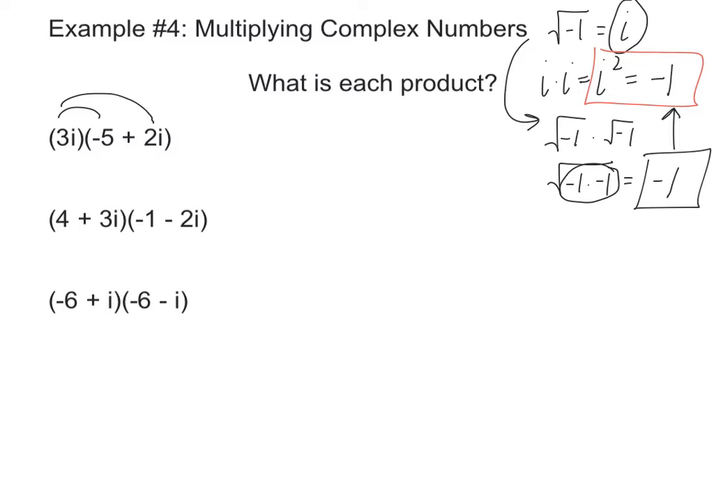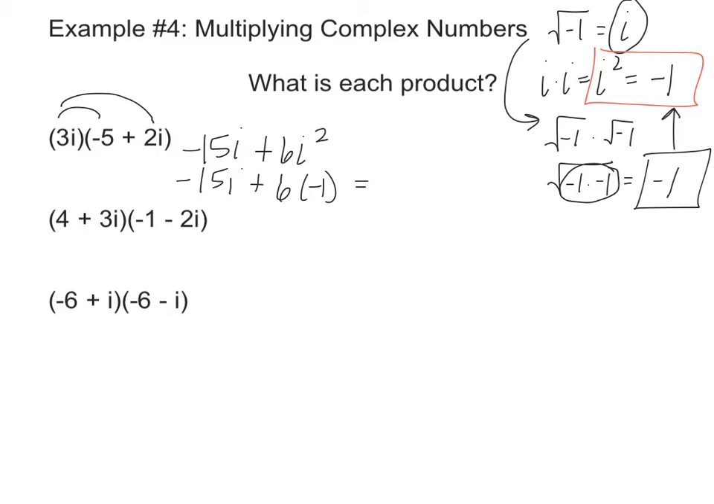So 3i times -5 is going to give us -15i. And 3i times 2i, well, let's start with the numbers. 3 times 2 is 6. And i times i is i squared. Well, we can't leave it as i squared because we really know what i squared means. i squared is -1. So if I rewrote that, that'd be -15i plus 6 times -1. And 6 times -1 is -6.